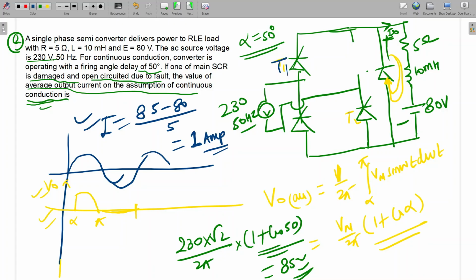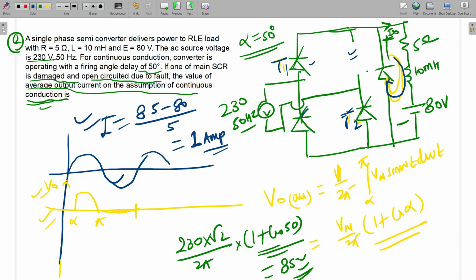T1, T2 we are firing at alpha. So from alpha to pi this will conduct. After pi this will be reverse biased. But since the path is not here and we are saying that it is a continuous current, this will turn off, this will turn off. So this highly inductive current will flow in this freewheeling diode.